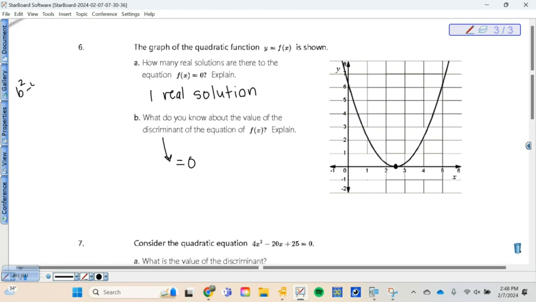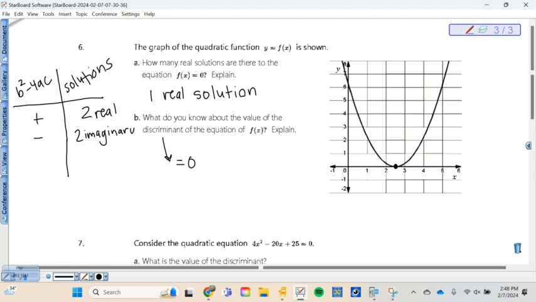Again, when b squared minus 4ac is positive, there's going to be 2 solutions, 2 real. When it is negative, there's only going to be 2 imaginary. And when it is 0, there's only one real solution. Right?